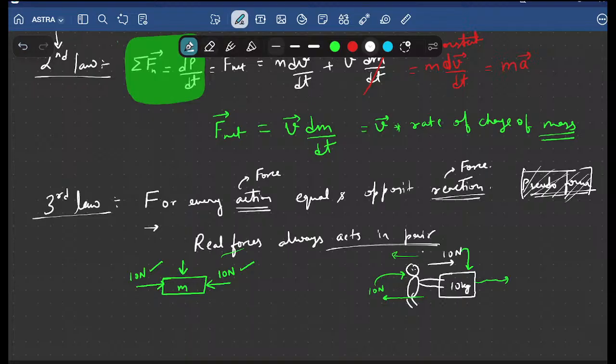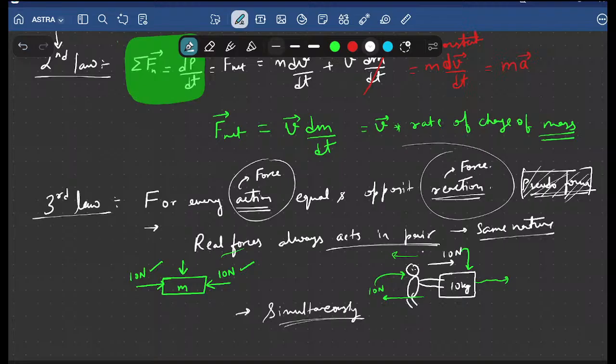One more important thing about them is they must be of the same nature. If one of the forces is electromagnetic, then both must be electromagnetic. If one is gravitational, then both must be gravitational. It is not possible that action is a gravitational force and reaction is a nuclear force. It doesn't work like that. The third important point is that both act simultaneously. Generally, after studying the statement of this law, we have a misconception that action acts first and reaction acts later. It is a wrong concept.